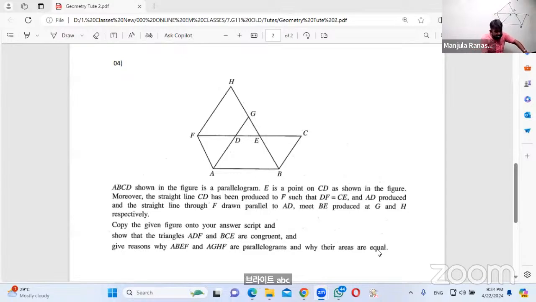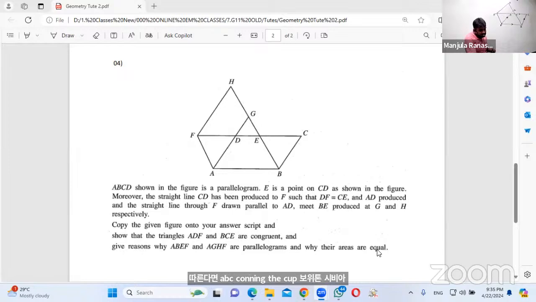ABCD shown in the figure is a parallelogram. Mark that two lines are parallel. A parallelogram means opposite sides are parallel. Mark this information, then only you can see that it is a parallelogram. That is fine. ABCD is the parallelogram shown. E is a point on CD as shown in the figure.